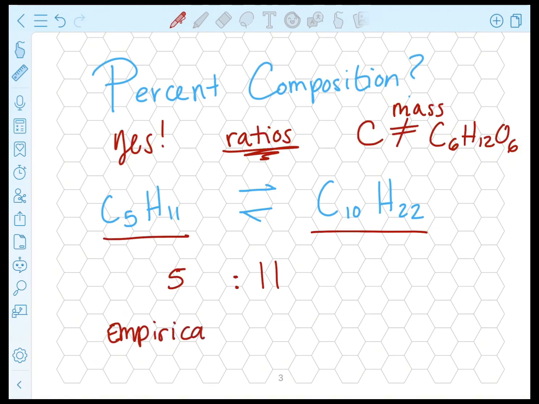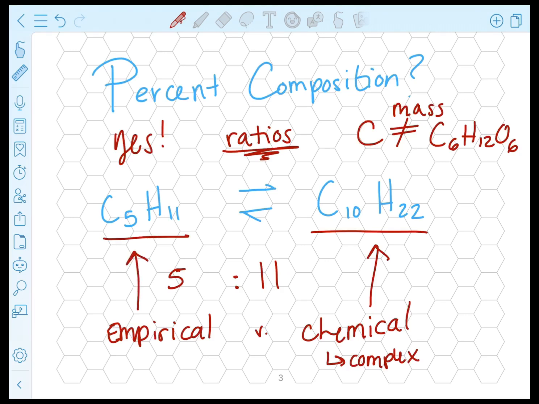Now, remember those two terms, empirical versus chemical. Chemical formulas are the more complex version of a formula. So, like I said, C10H22 would be the chemical formula of C5H11. C5H11 would be the empirical formula. An easy way that I like to remember this is that the chemical formula is the unsimplified fraction, and the empirical formula is the simplified fraction.